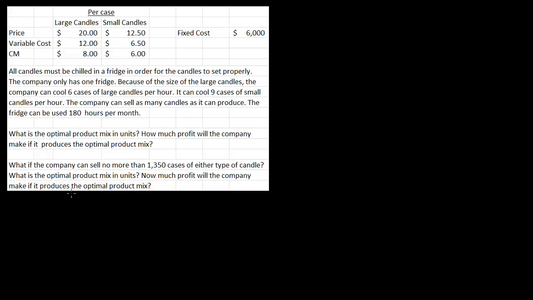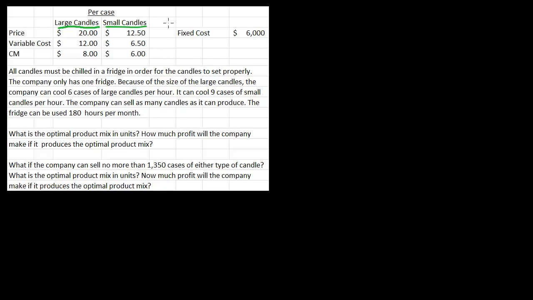I received a request for an optimal product mix problem. So let's look at the case information that we're given. This company makes two different types of candles. They make large candles and they make small candles.